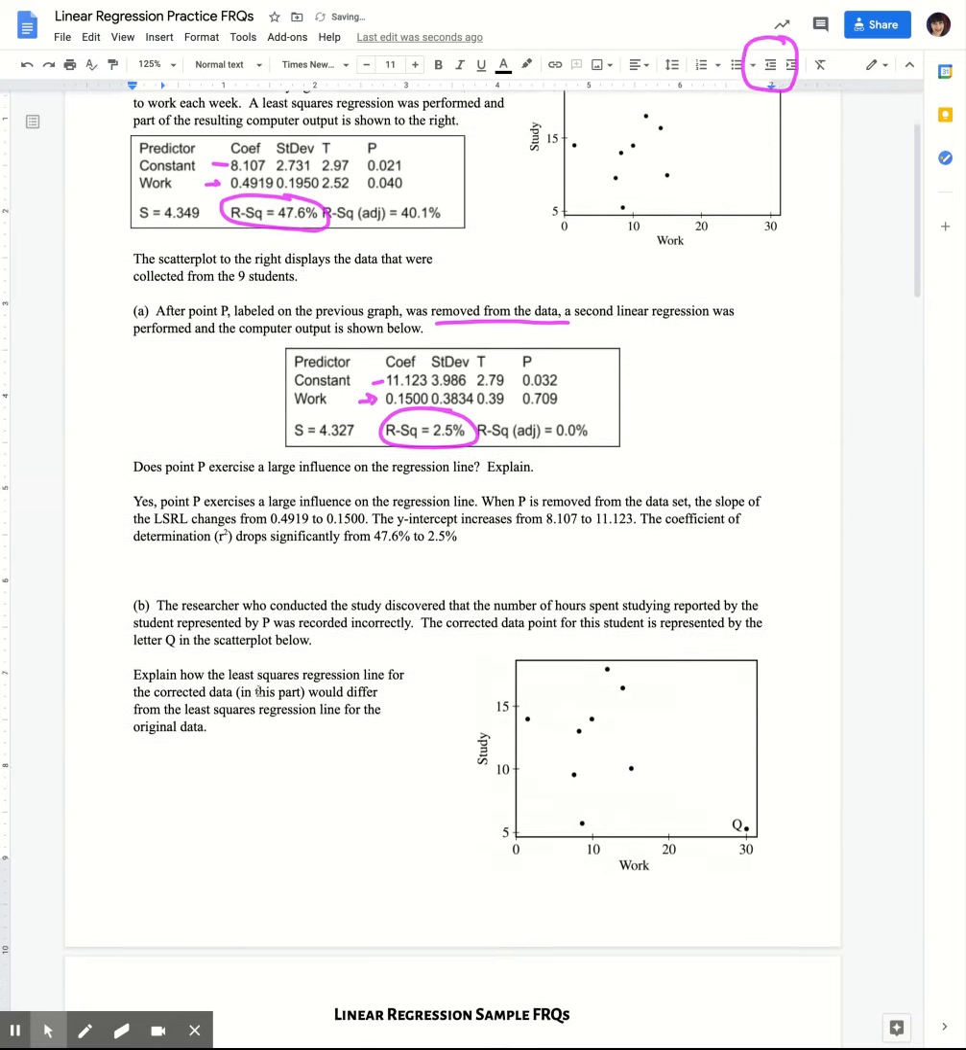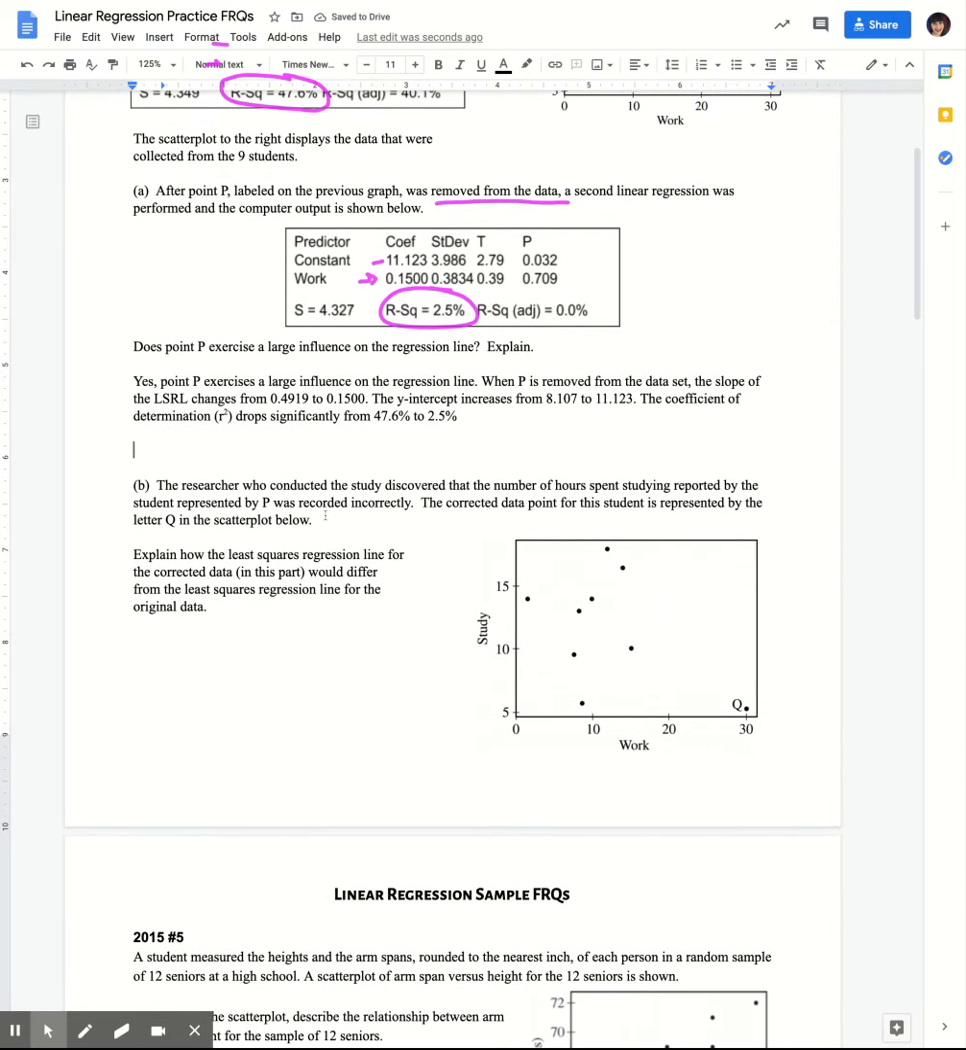Okay. All right. Then part B says that they looked back at the data and said point P actually was recorded incorrectly, and it actually should have been point Q. So now the point that we are looking at is down here in the bottom right corner. So what they want to know is, how is the least squares regression line going to change? So you need to talk about both the change in the slope and in the y-intercept.